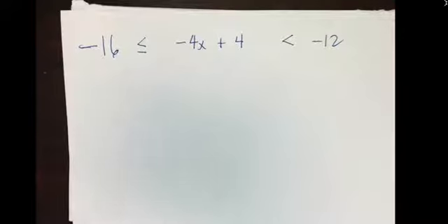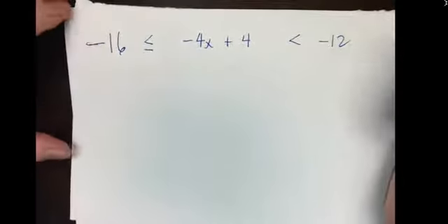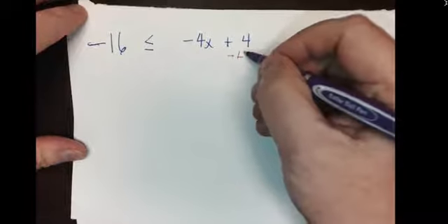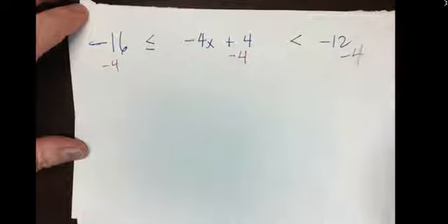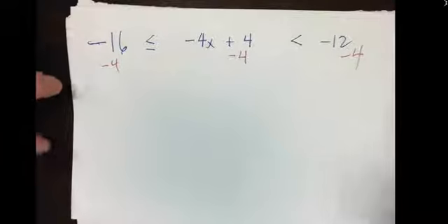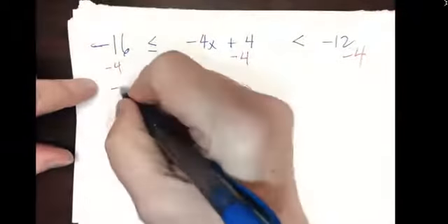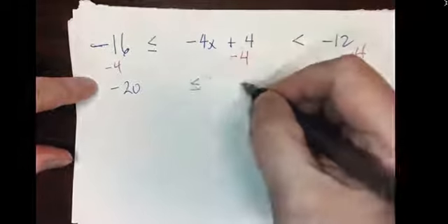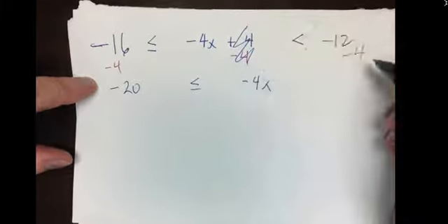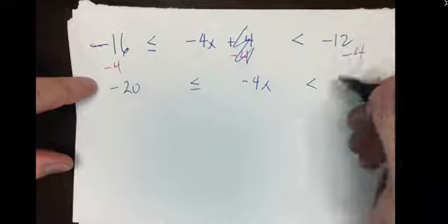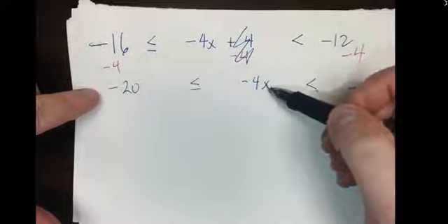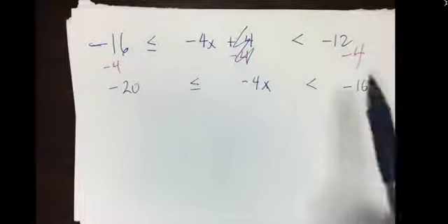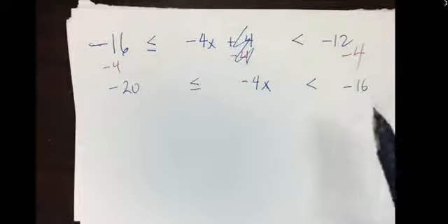To get x by itself in the middle, the first thing I'm going to have to do is subtract 4. But I have to do that to each part. Subtracting does not change the direction of the arrow. So I'm going to have negative 20 there, and here I'm going to have minus 16. Now, the next thing I need to do to get x by itself is to divide everything by negative 4. Negative 4 is going to be doing an arrow flip.